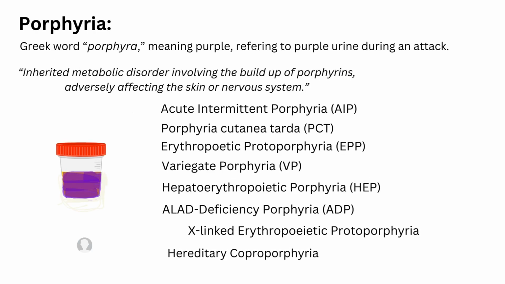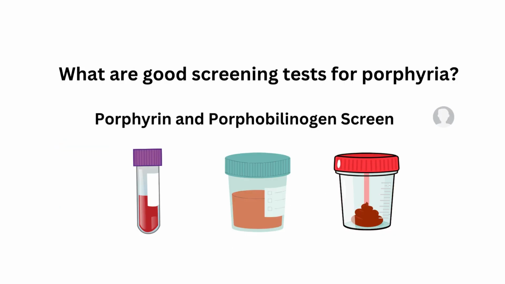Porphyria comes from the Greek word porphyra, meaning purple, and it's referring to the purple urine during an attack. Inherited metabolic disorders involving the buildup of porphyrins adversely affecting the skin or nervous system. The purple urine appears after exposure to light after several days, and you can see there's a long list of these porphyrias. Porphyrin and porphobilinogen screen are good screening tests for porphyria.